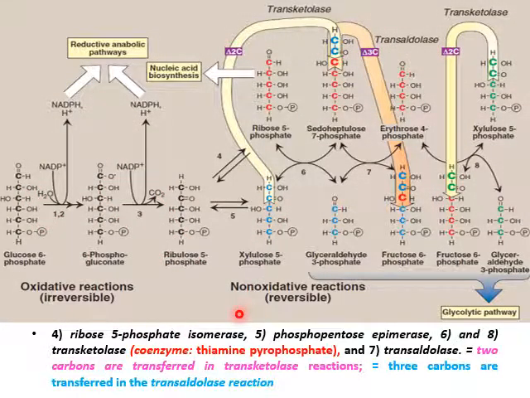Now we're going to discuss the second phase of the HMP pathway, which is non-oxidative and reversible. In the oxidative irreversible phase of the HMP pathway, we generated ribulose 5-phosphate, which is a 5 carbon sugar. This ribulose 5-phosphate can now move in this way, or it can move in this way. First we are going to see reaction number 4, because we have done 3 reactions already. In reaction number 4, this ribulose 5-phosphate is converted into another 5 carbon sugar, which is called ribose 5-phosphate.